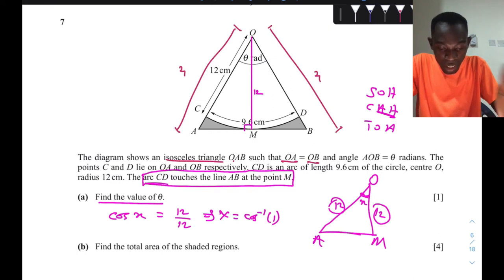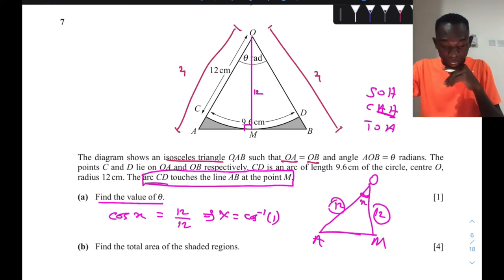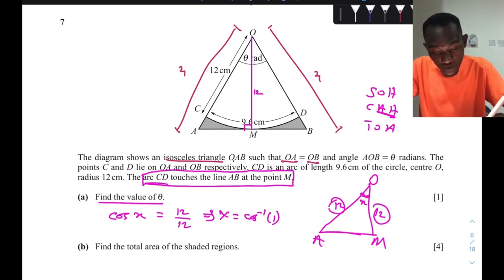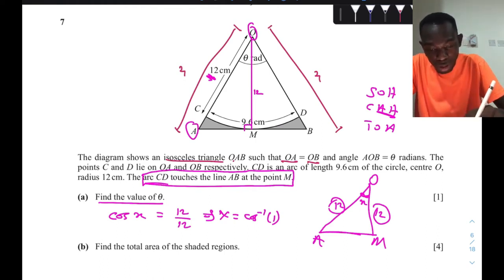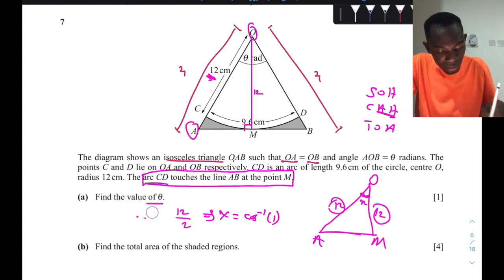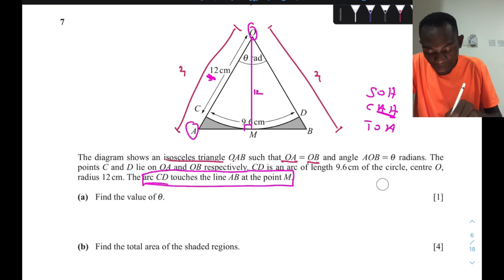Oh yeah, look at the mistake I made. I was assuming that from O to A is 12, but that is not 12, is it? No. I'm not even going to use that. I can just use the arc length. Sorry, I wasted your time, okay? It happens, even in the exam.